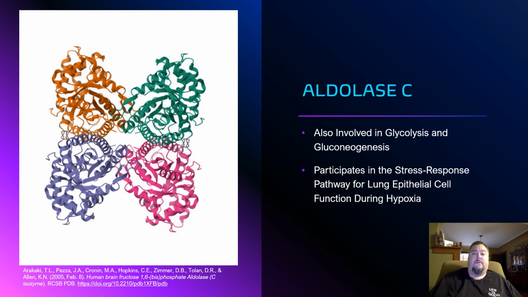Aldolase C, while also important to glycolysis and gluconeogenesis, has a very specific function different from the other isoforms, as it participates in the stress response pathway for lung epithelial cell function during hypoxia. Aldolase C is most commonly found in brain and neuronal tissue and is also in the central nervous system.